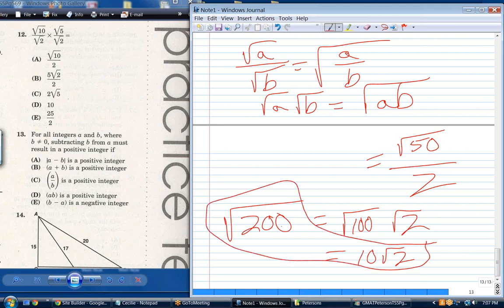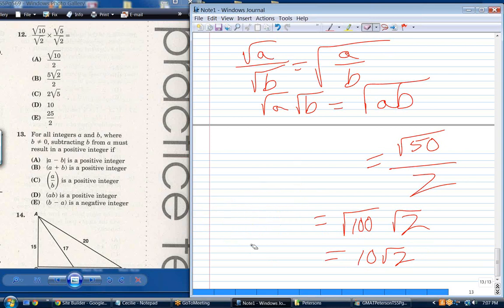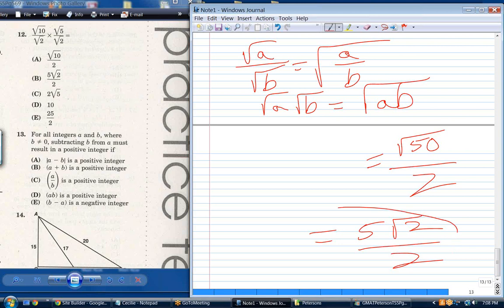So always break whatever number you're working with into two factors where one of them is a perfect square. Okay? So square root of 50 would be what? It would be square root of 25 times square root of 2. So that's 5 root 2, over 2. That should be an answer on there. Okay, there it is.